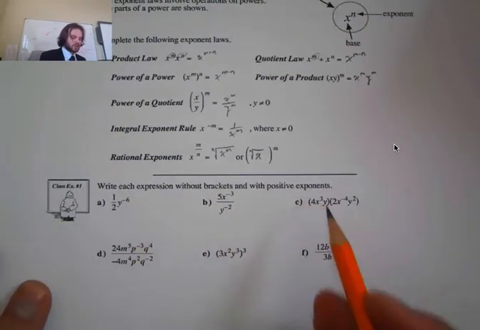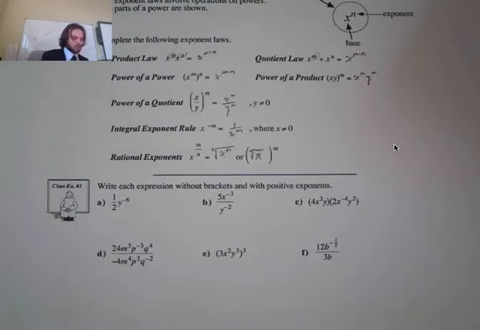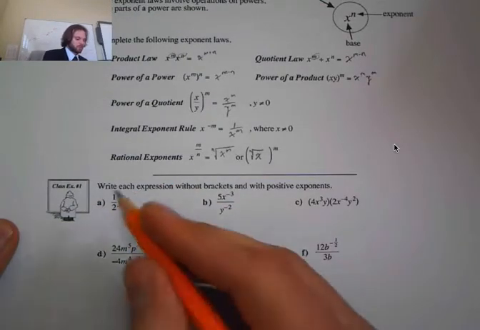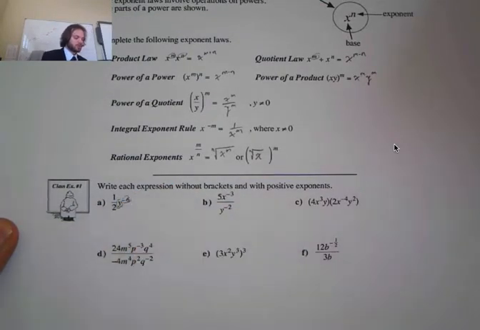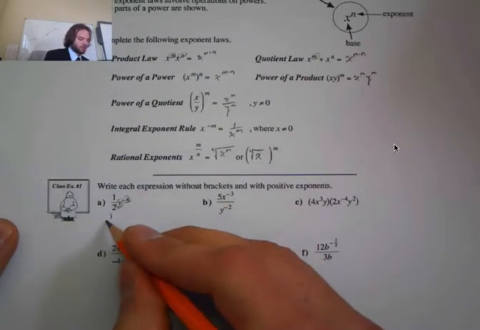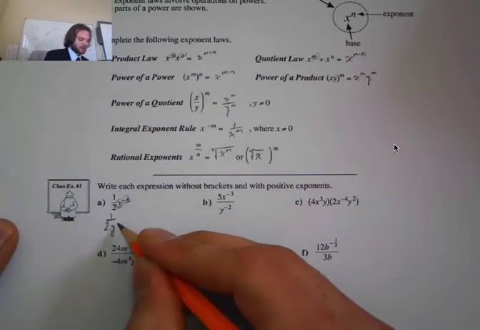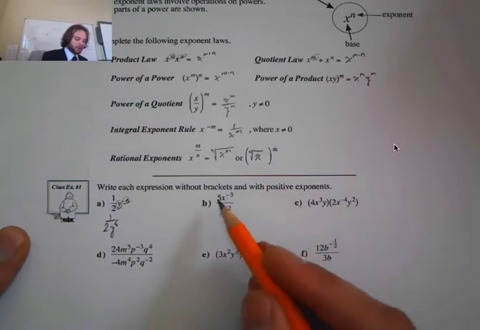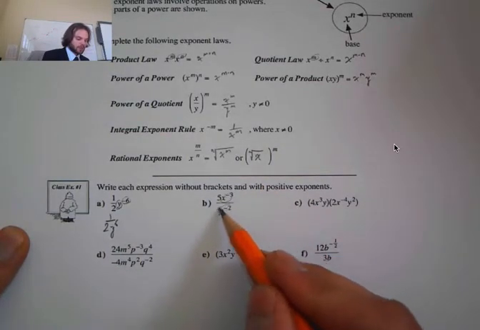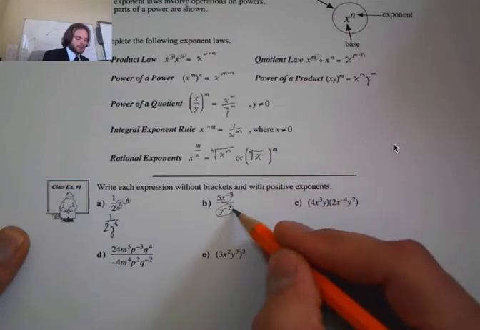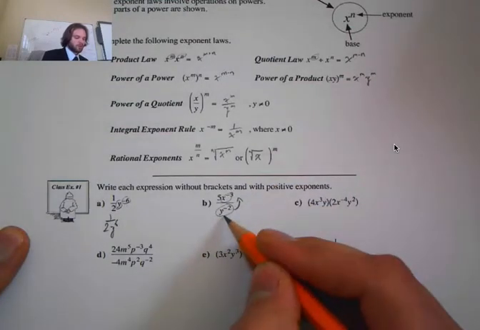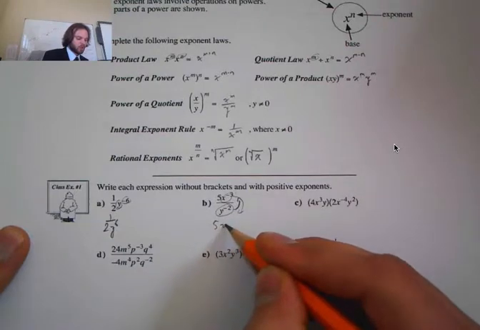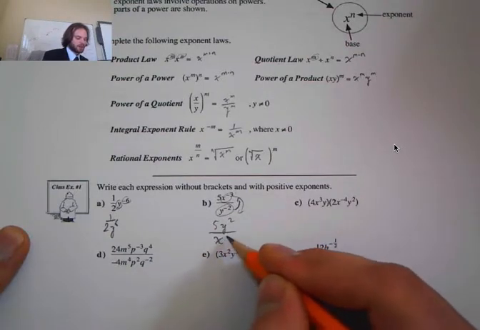All right, so let's continue here. Write each expression without brackets and with positive exponents. So this -6 only refers to the y. So we're going to get 1 over 2 y to the 6. We use the integral law. Next one here, this is to the -3 and this is to the -3. So this guy wants to go on top, because that's 1 over y. And this guy wants to go on the bottom, because it's 1 over x. So we have 5y squared all over x cubed.